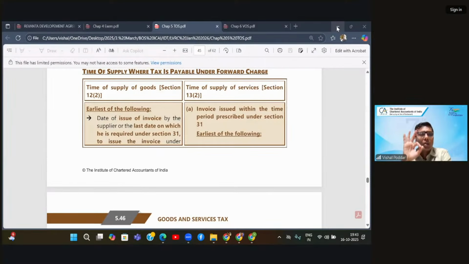So again, we require two dates out of three, because payment is irrelevant. The two dates are, first, the date on which the invoice should be issued, and second, the date on which the invoice is actually issued. What is the date on which the invoice should be issued? That is given in section 31. For continuous supply of goods, section 31 says it will be the date on which you have decided to do this accounting or computation of how much goods are supplied. Now, this period may be a month, 15 days, or 3 months. That is agreed between the supplier and the buyer.